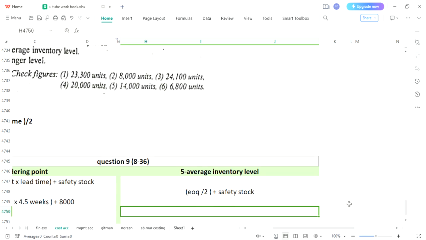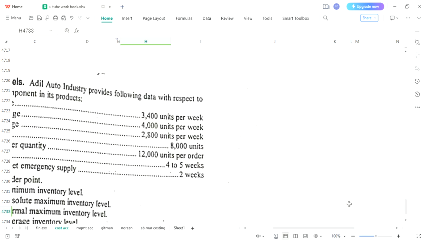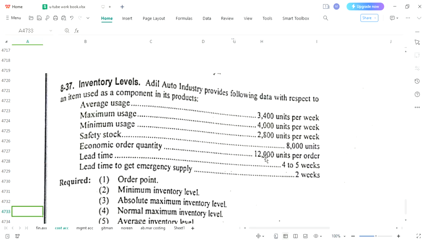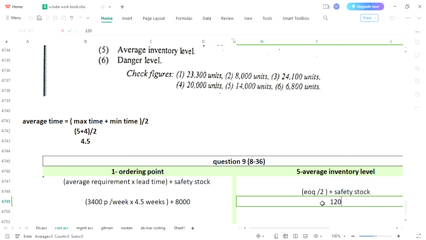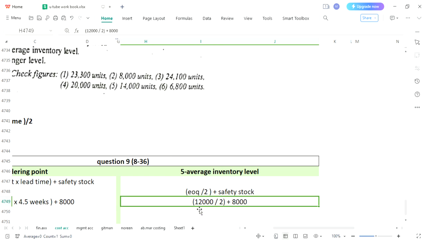Let's go back to the question and see where is economic order quantity. And here you can see economic order quantity is given 12,000 units. You will write over here 12,000 units. It would be divided by 2, close your bracket, then add safety stock. In first requirement, we have already mentioned safety stock over here. So instead of going up, we do have it. 8,000 would be put in place of safety stock. Our statement has been completed. Now we'll be able to put it on our calculators.